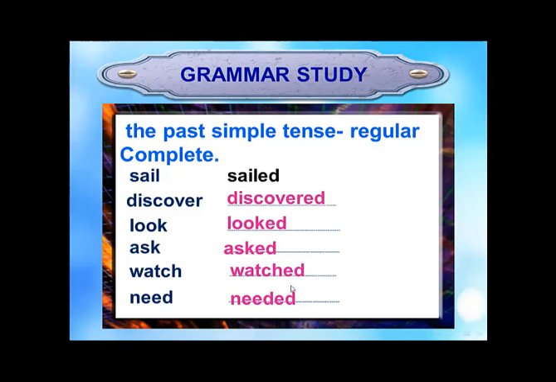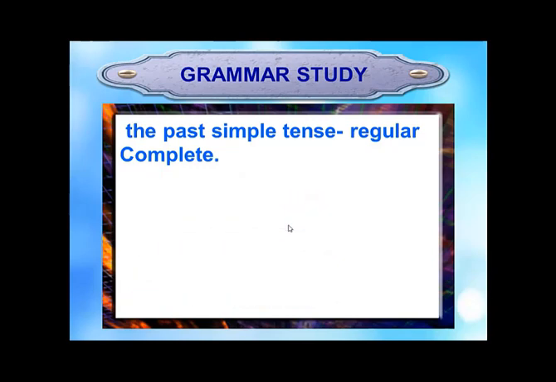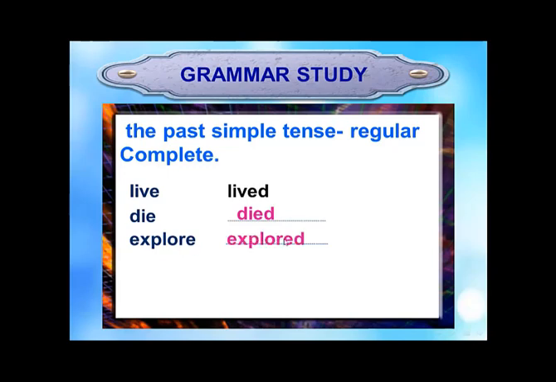All these verbs we just added ed without any difference in spelling. Okay? Next one, live, lived, die, died. If you notice in these two verbs, my friends, that we have a final e. And when the regular verb ends with e, we only add d. Also another example, explore, يستكشف. Explored, استكشف, we only added d because the verb already ends with e. So we don't have another e, we just add d.